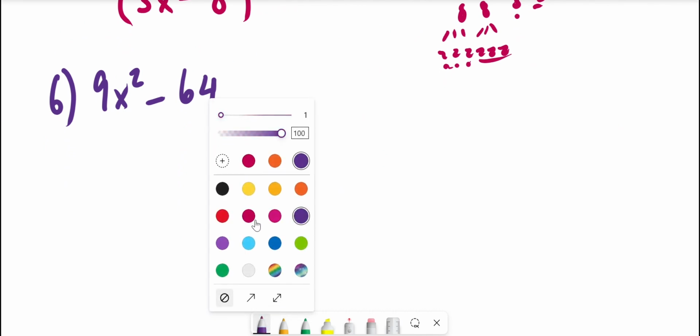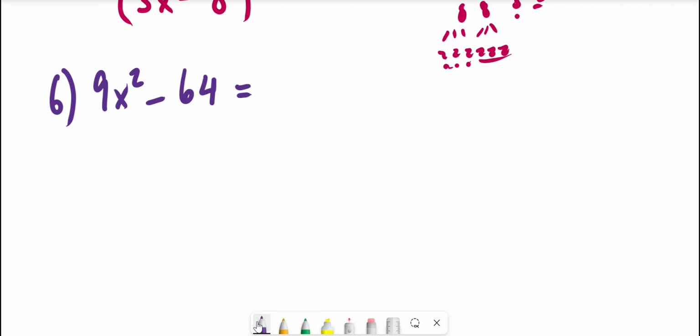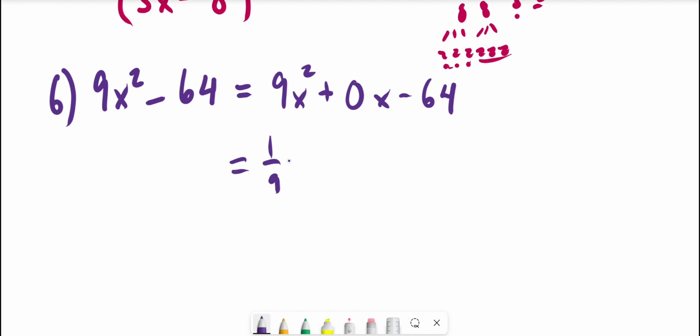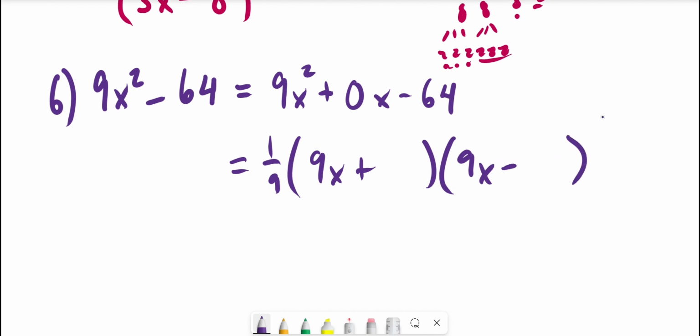Perhaps if you remember from the last video, this should really be thought of as 9x squared plus 0x minus 64, right? We're looking for a 9x plus and a 9x minus to give me a minus here. And then again, the factors of 64, but remember, we're looking for a 0 difference, right? The difference between these two terms has to be 0, which means they have to match, which we saw before. That's what happened with 24.